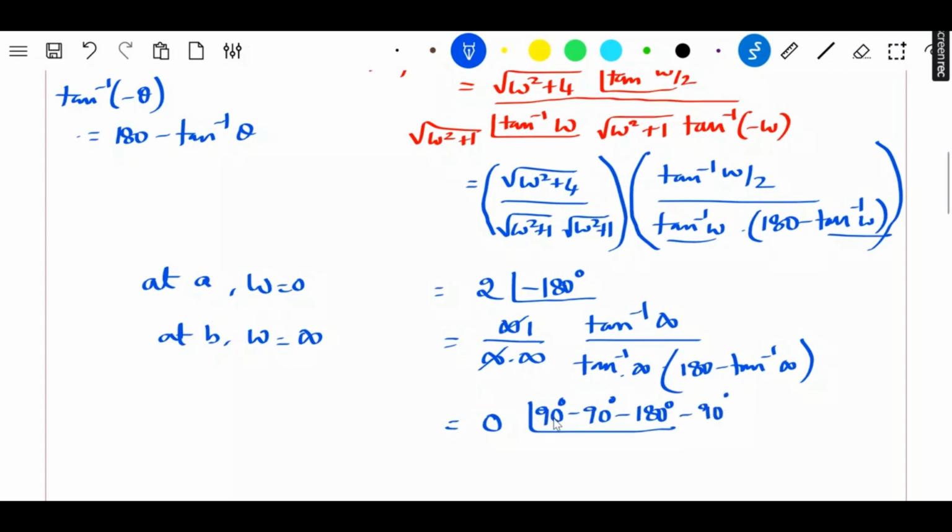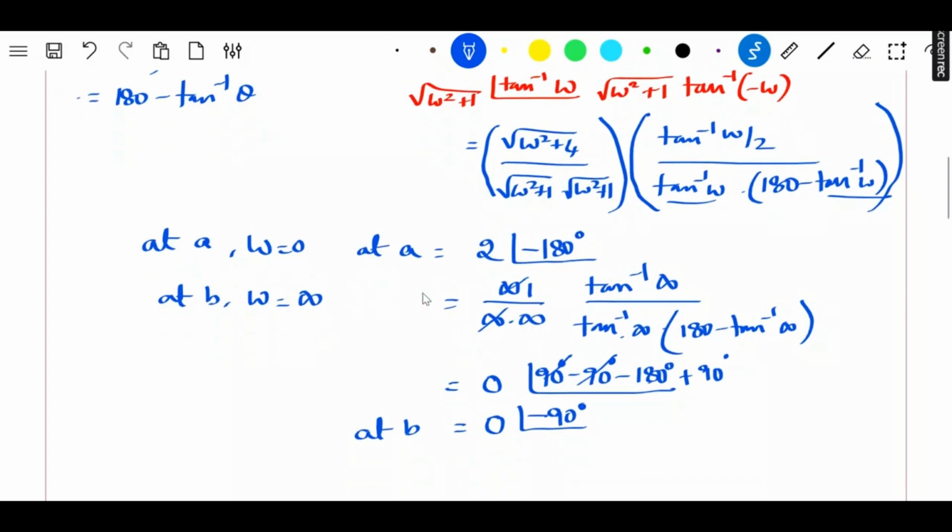So here, if you see this problem, the minus 180 plus 90, sorry, because this is 180 minus 90, so if it goes to the denominator, this becomes plus 90. So 90 and another 90 will get cancelled. Minus 180 plus 90 is minus 90. So therefore, this becomes 0 at an angle minus 90 degree at B. So at B, 0 at an angle minus 90. At A, it is 2 at an angle minus 180.